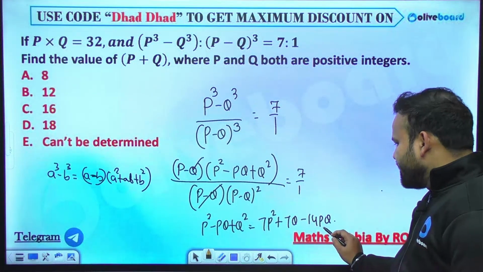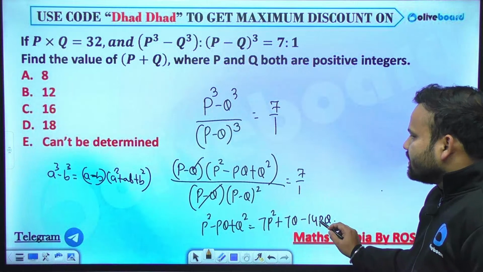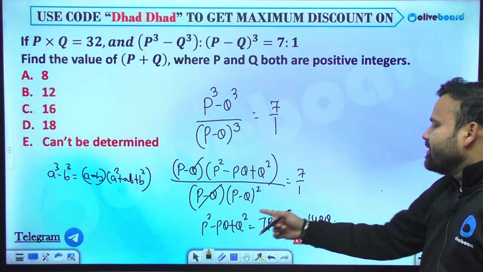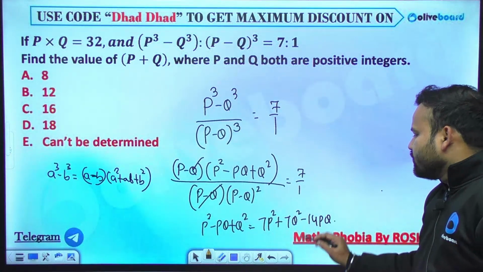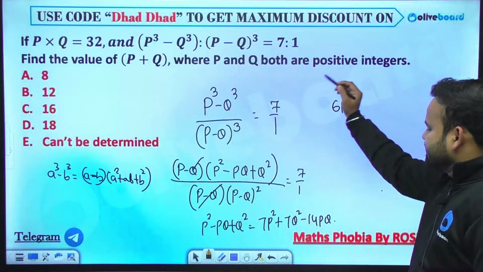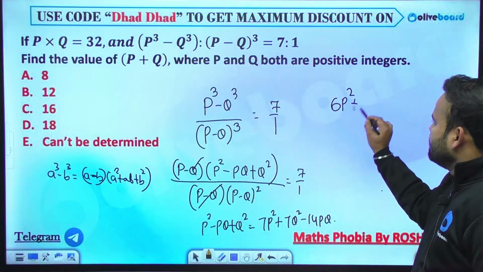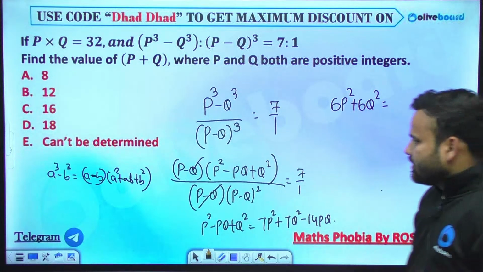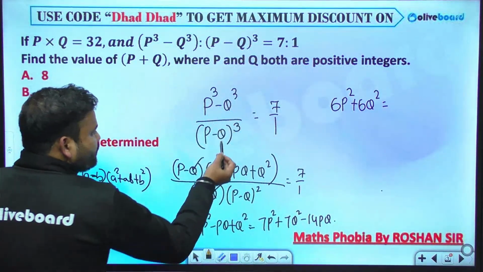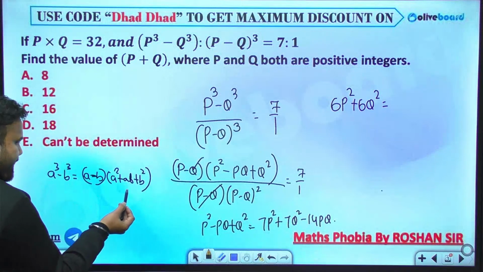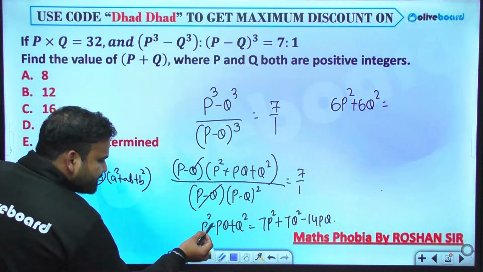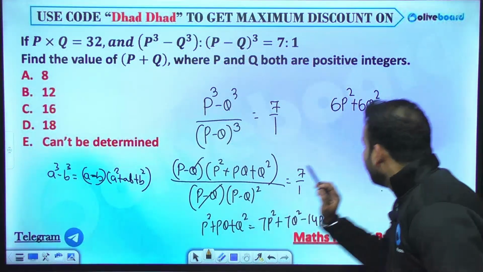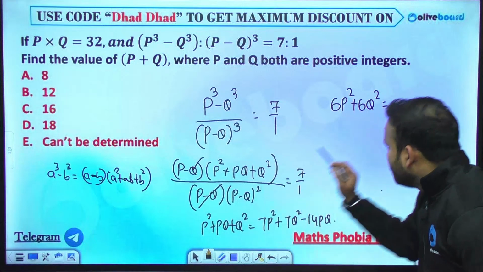So this is minus 14PQ. Now A square minus B square, so this is minus PQ, and P square and Q square. So this will be 6P square plus 6Q square is equal to what? This is in the form of P minus Q multiplied by, this was a negative sign, so this will be positive. This will go over there and it will become 14PQ plus PQ, that is 15PQ.